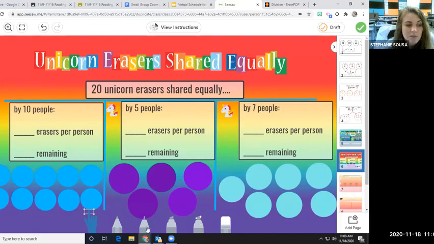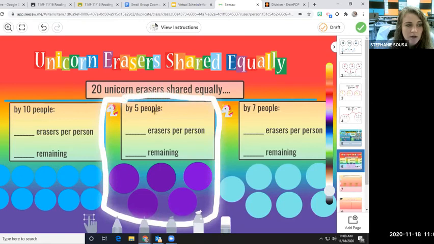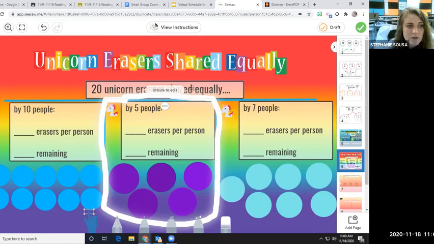So let's take a look at this middle one together. I want us to work right here on this middle one, and the other 2 will be independent work. So we're going to work here. 20 erasers shared by 5 people. 20 unicorn erasers shared equally by 5 people. So let's go ahead and take a unicorn eraser, and we're going to put 1 for the first person, 1 for the second person, 1 to the third person, 1 to the fourth person, 1 to the fifth person.